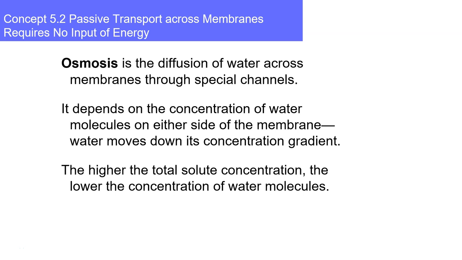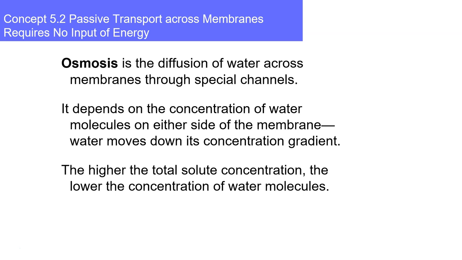But water does take advantage of these things called aquaporins, which we'll explore in a second, that are basically designed just for water. So water is going to travel across just fine. It's great like that. Now, ultimately osmosis depends on the concentration of water, not the solute. But you can remember it this way. Typically, water moves down its own concentration gradient, meaning water goes from high water to low water.